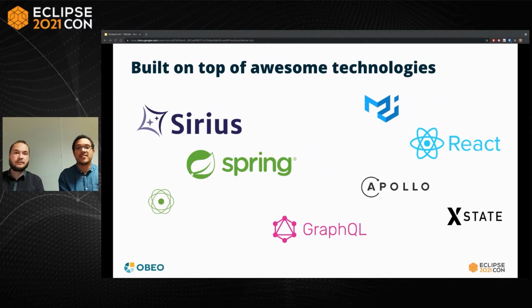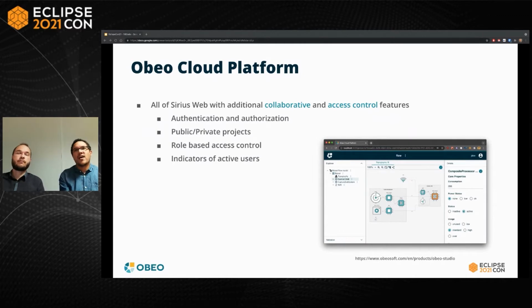Finally, Sirius Web relies on regular web technologies like Spring Boot, Reactor, GraphQL, Apollo, React, XState to deliver a great user experience. It's also based on other Eclipse technologies such as Sirius, Sprotty, and EMF, among others. With that, we also have OBO Cloud Platform, which has all the features of Sirius Web with additional collaborative and access control features, such as authentication, authorization, private projects, and role-based access control. It also comes with an indicator of active users to have an advanced collaborative experience.